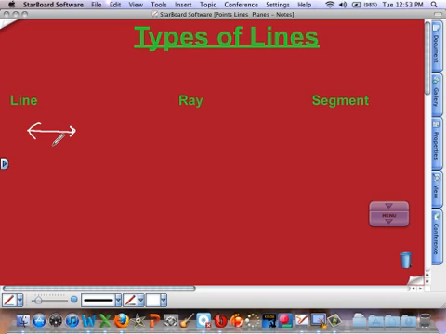Which takes us back to lines of latitude. Do they have a starting point? Do they have an ending point? No, they just keep circling around. Interesting.